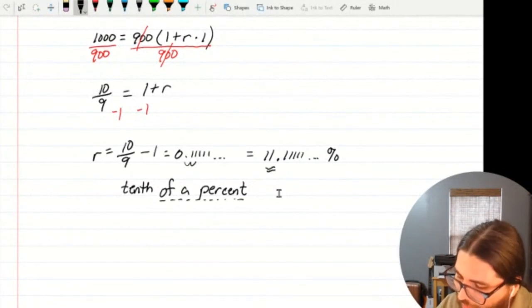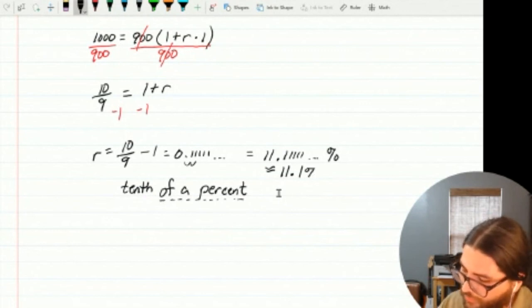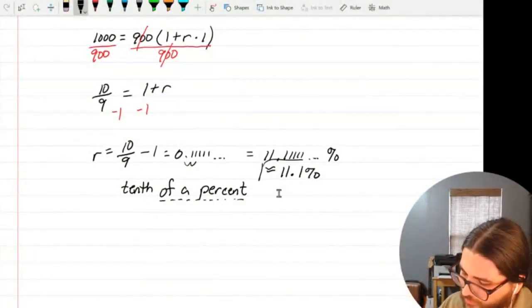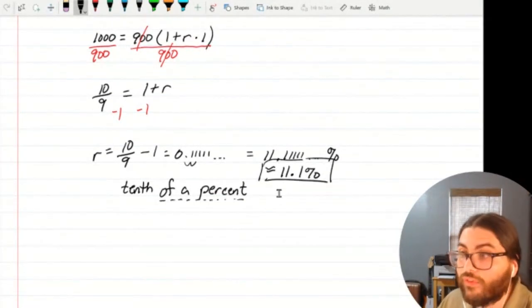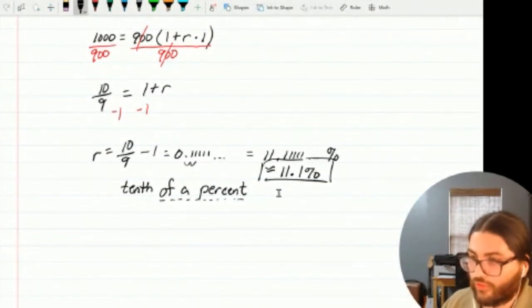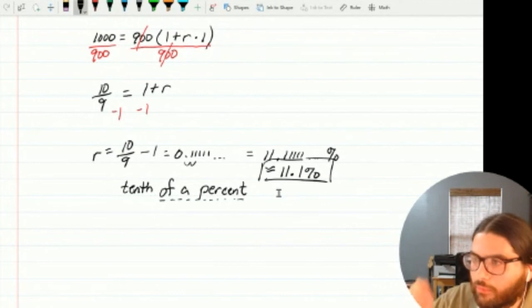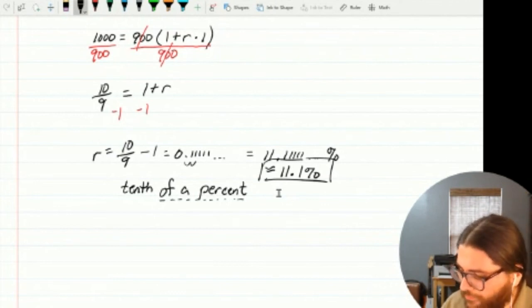Now I'll round it to 11.1, 1 decimal place, percent. 11.1% would be the equivalent interest rate for this bond, 11% per year, 11.1% per year.